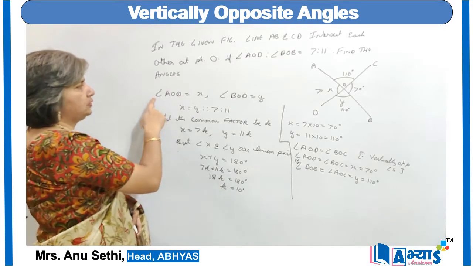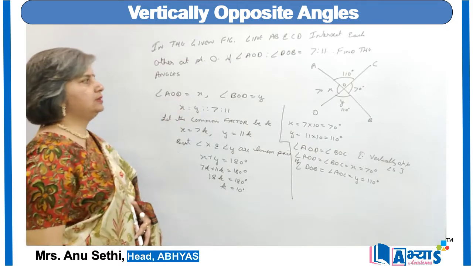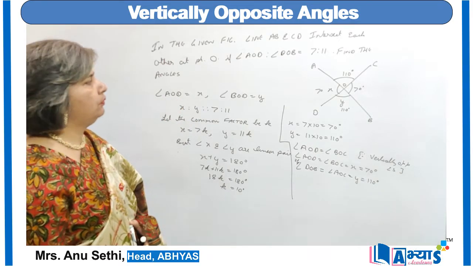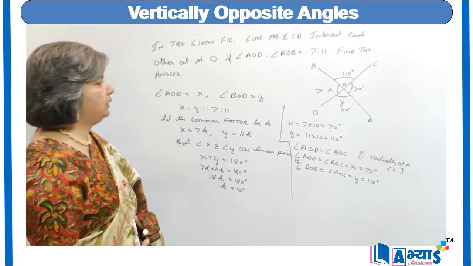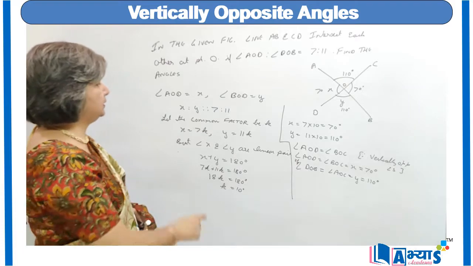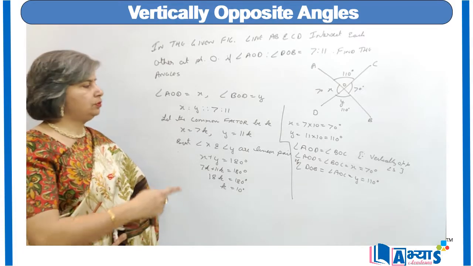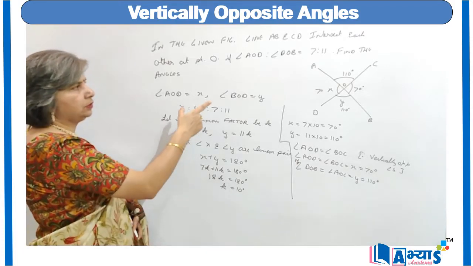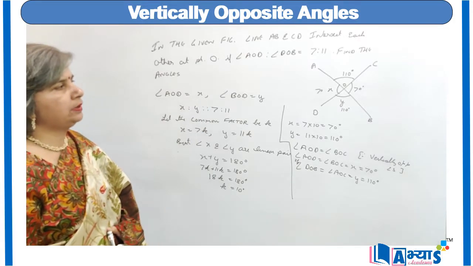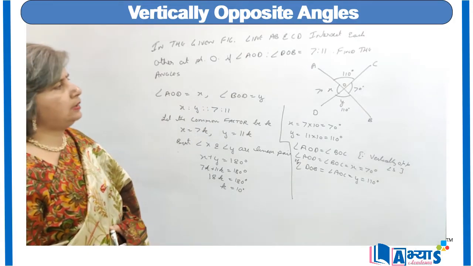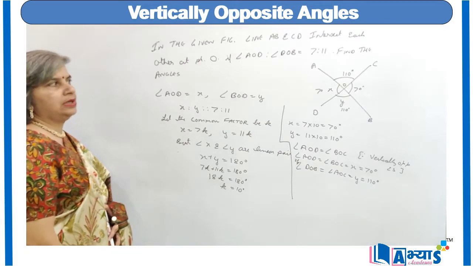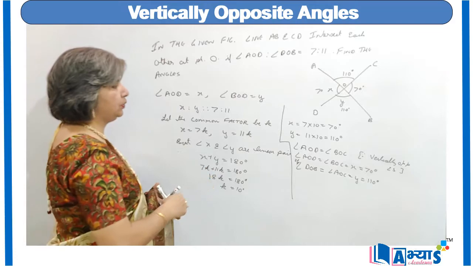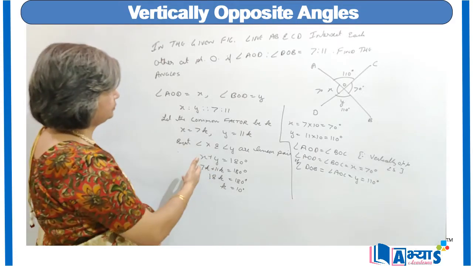Whenever we are given a ratio in this type of question, we take a common factor. So let us first assume angle AOD is equal to x and angle BOD is equal to y. So we can say x is to y as 7 is to 11. Let the common factor be k. So x is equal to 7k and y is equal to 11k. Now we know that angle x and angle y are linear pairs because AB is a straight line and OD is a ray standing on it. So x plus y is equal to 180 degrees.